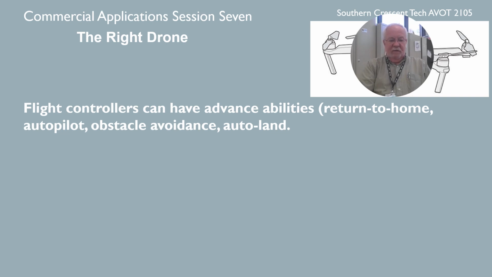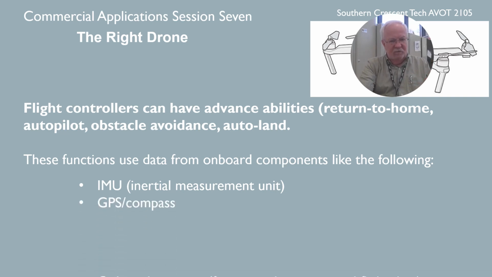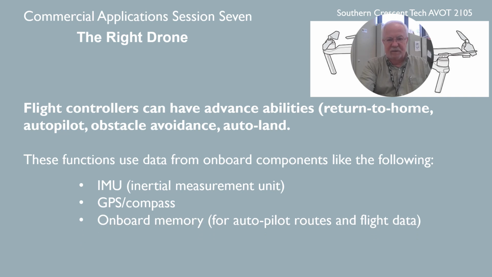Most flight controllers will have advanced functions: return to home, autopilot, optical avoidance, those kinds of things. But in order to do that, they need components that feed information into the flight controllers. There are a few of these. An inertial measurement unit, right? So it needs that, and we're going to talk about this in a second. We need a GPS, some kind of compass, and memory for flight data. We have flight plans that we upload, so it has to have some place to store that. So you have to have some kind of onboard memory.